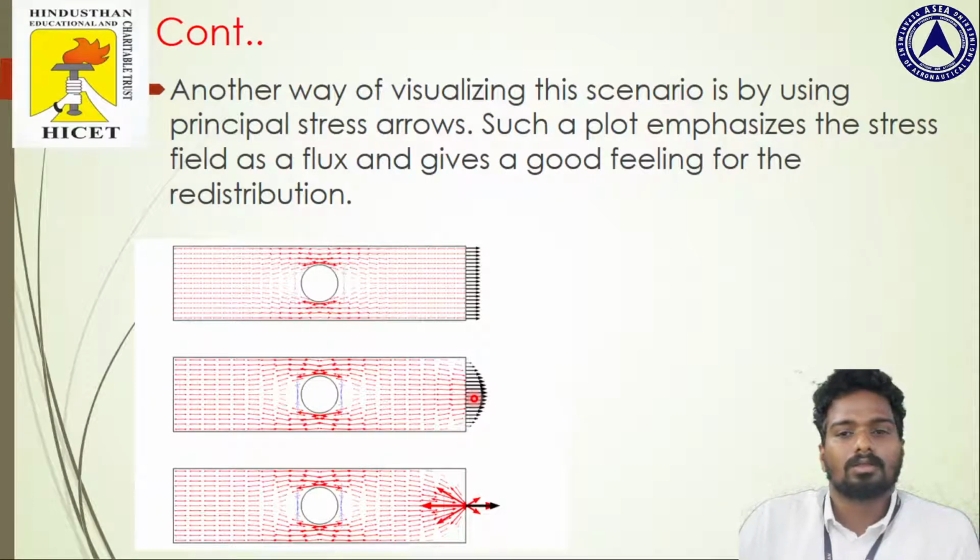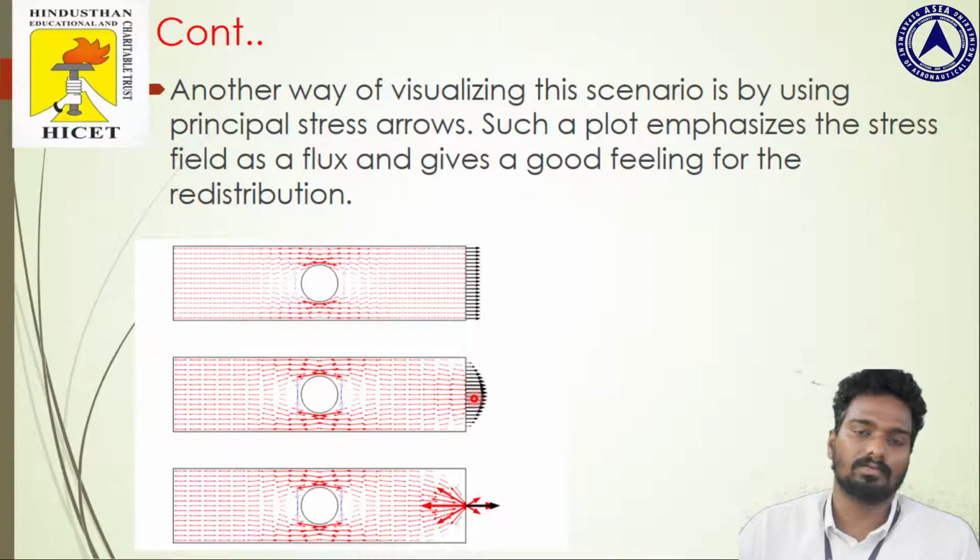So this is what Saint Venant explains. The redistribution of forces has a negligible effect at the farthest distance, whereas it has a considerable effect at points very close to the surface at which the forces are being applied.